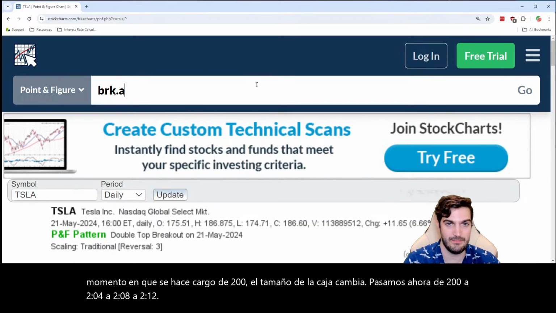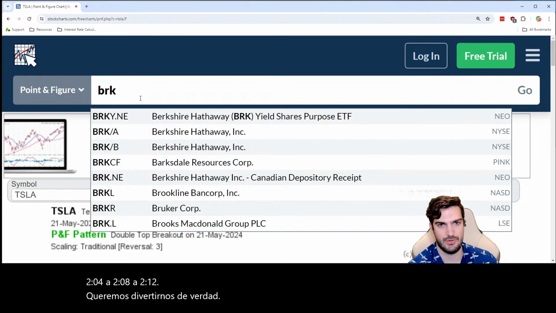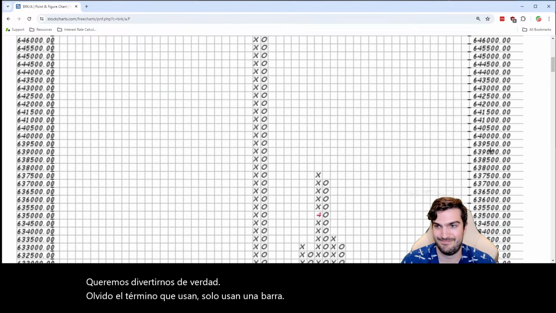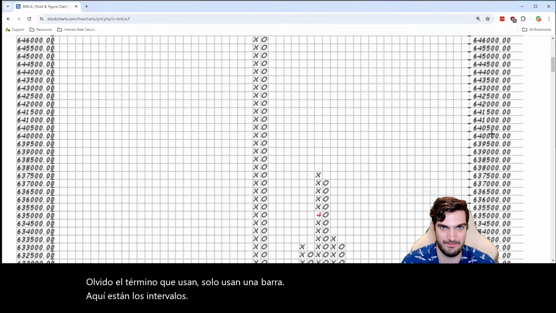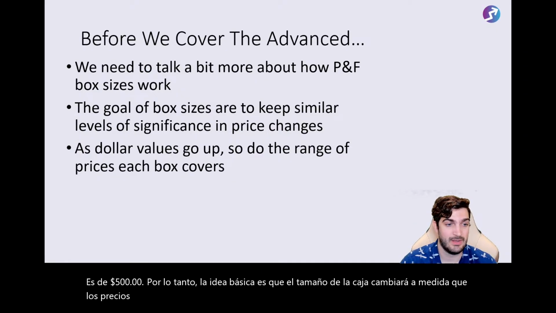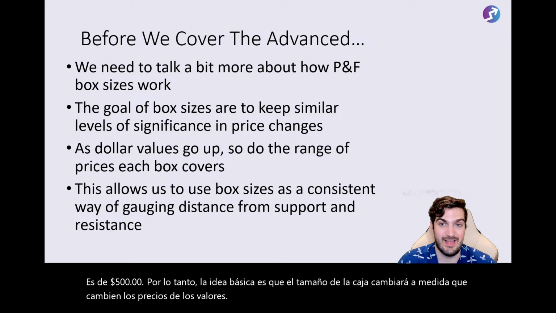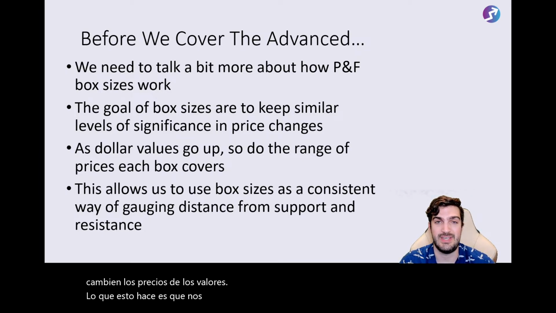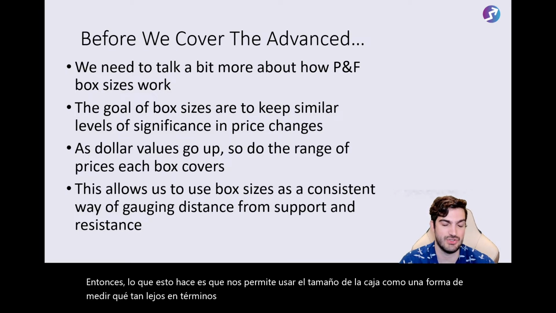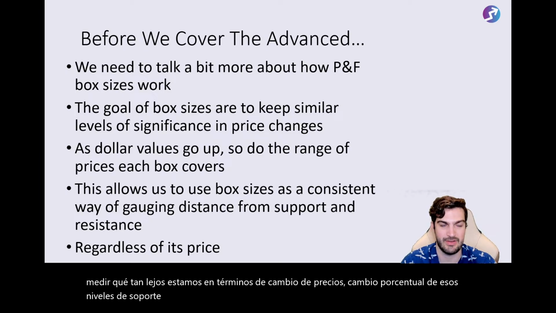If we want to have some real fun, I forget the term that they use, they just use a slash. Here, our interval is $500. So the basic idea is that box size will change as the prices of the securities change. So what this does is it lets us use box size as a way of gauging how far, in terms of price change, percent change, we are from those support and resistance levels, regardless of its current price.